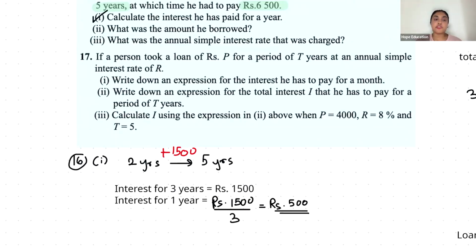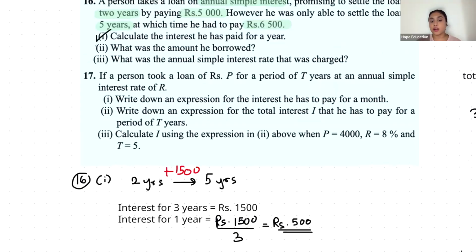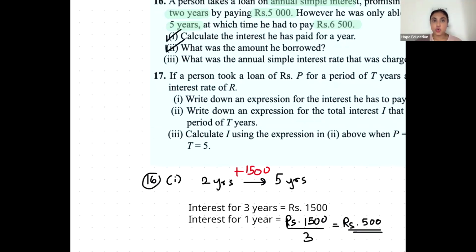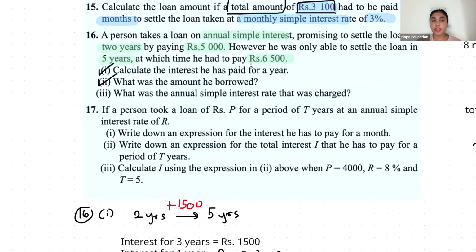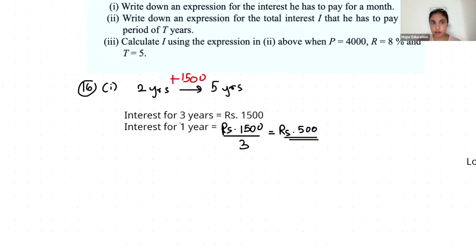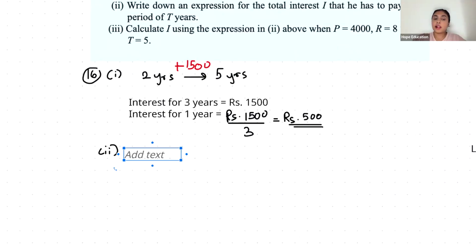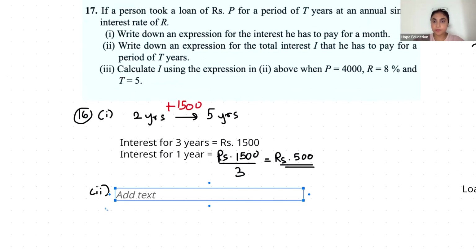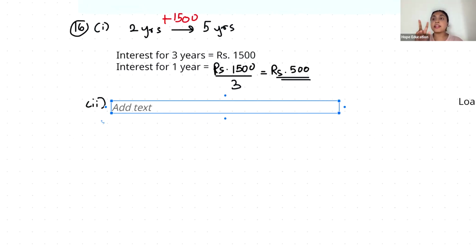Okay. Then we have to find what was the amount he borrowed. That means the loan amount is what we now have to find. Right? Okay. So now, if the interest for 1 year is 500 rupees, Roman number 2. Now, the total amount he is paying in 2 years. What is the total amount that he has to pay if he's settling in 2 years? If he settles in 2 years, the total amount he has to pay is 5,000 rupees. Right? This is when he's settling in 2 years.